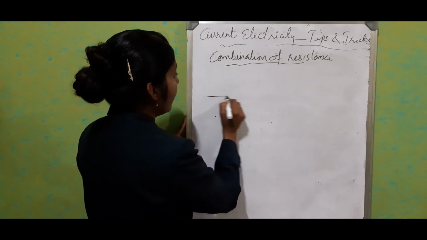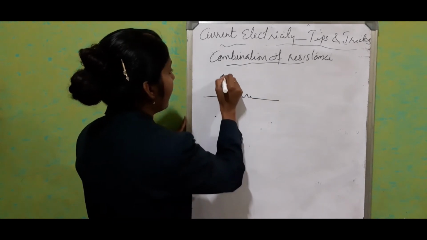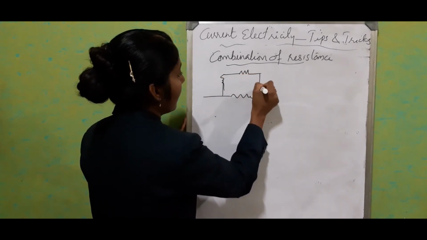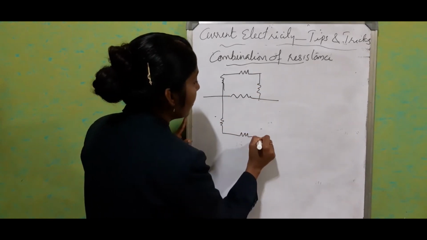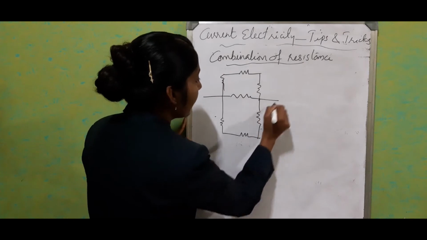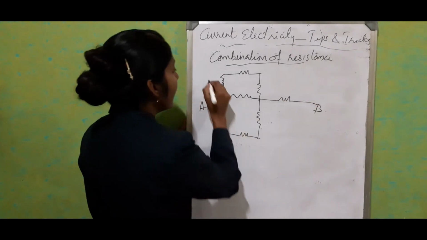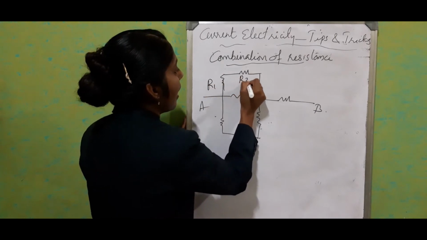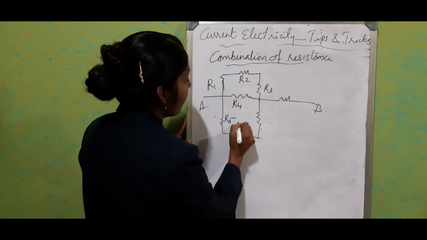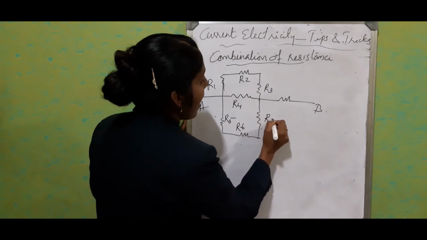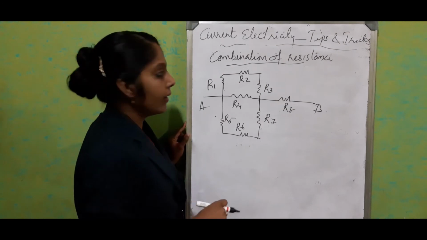Just consider a somewhat similar circuit, and you have to find out the effective resistance between A and B. So R1, R2, R3, R4, R5, R6, R7 and R8. How can we solve it?